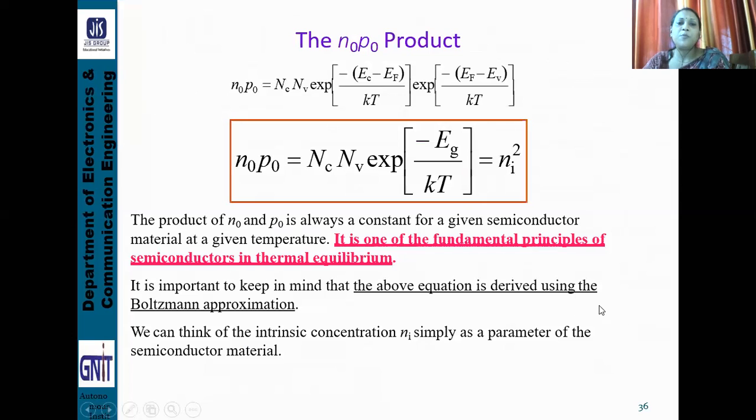Next is the n naught p naught product. So for the n naught p naught product, just multiply n naught into p naught. The right hand side becomes NC NV e to the power this into e to the power this. So NC NV e to the power minus EG by kT, as it becomes EC minus EV. The numerator EC minus EV is nothing but the energy band gap. So ni square. The product of n and p is always a constant for a given semiconductor material at a given temperature. It is one of the fundamental principles of semiconductors in thermal equilibrium, and it is n into p equals ni square. This is nothing but the mass action law.